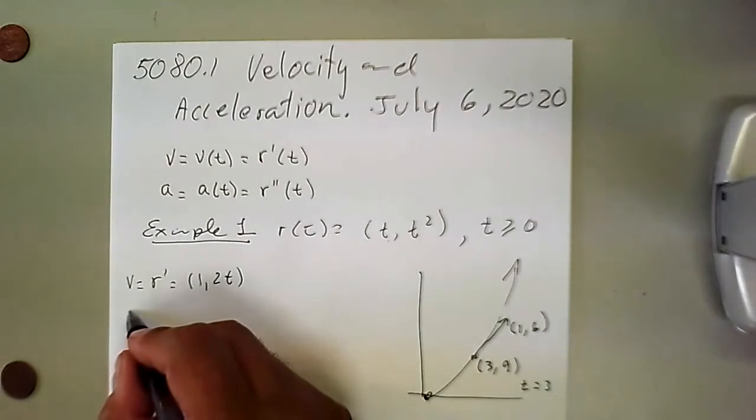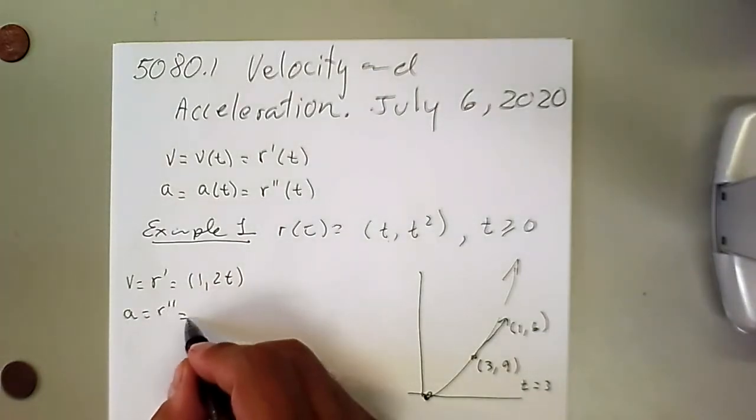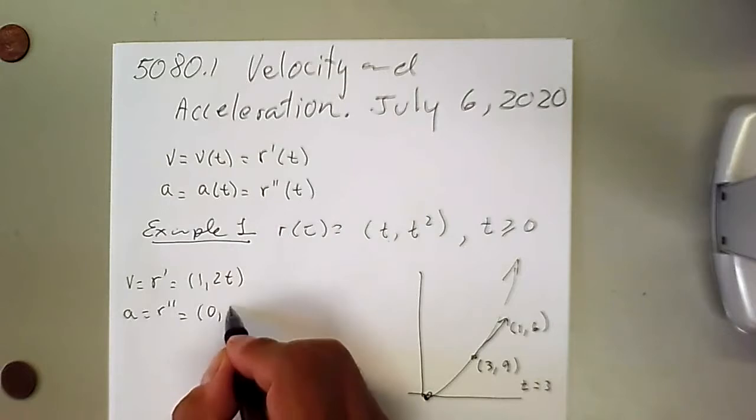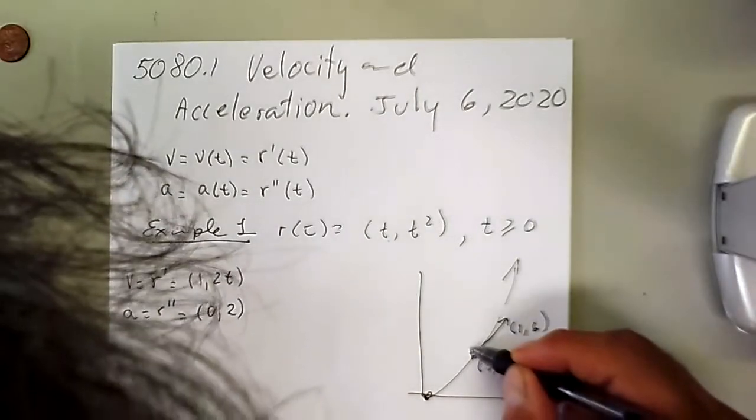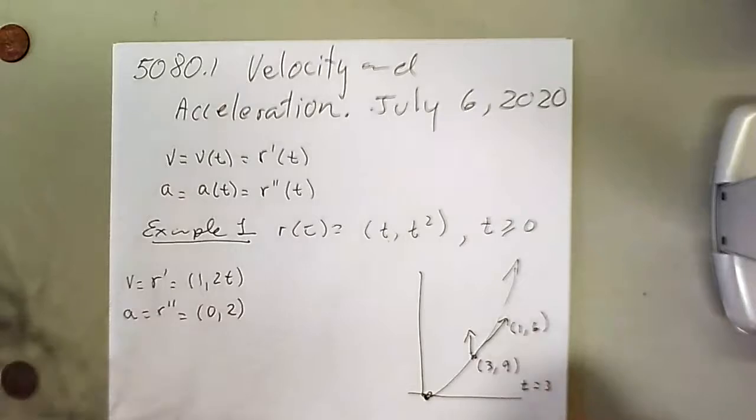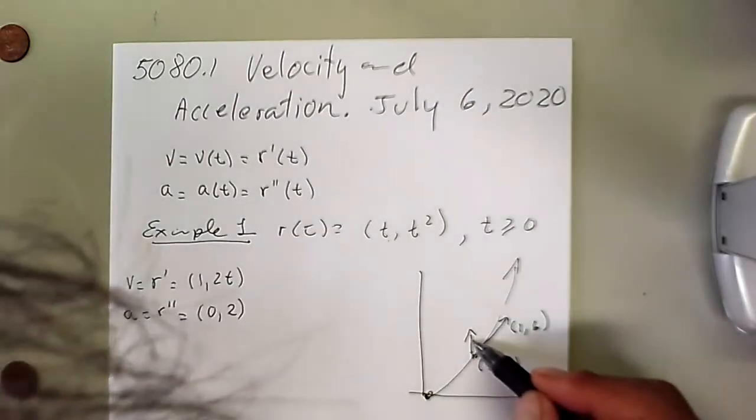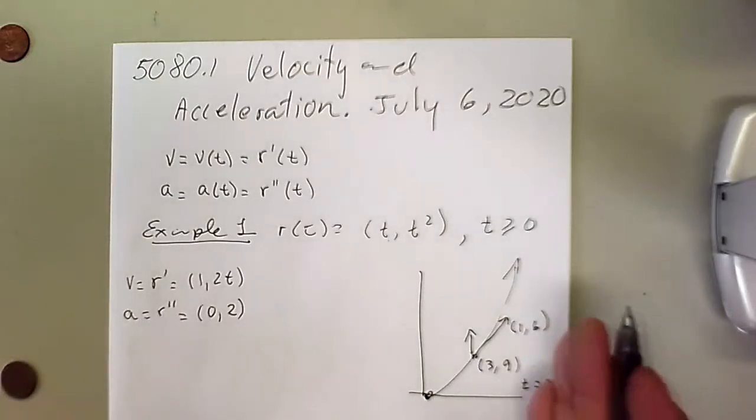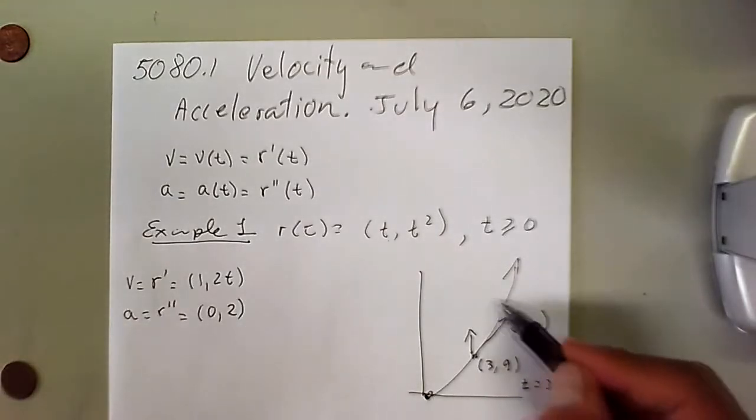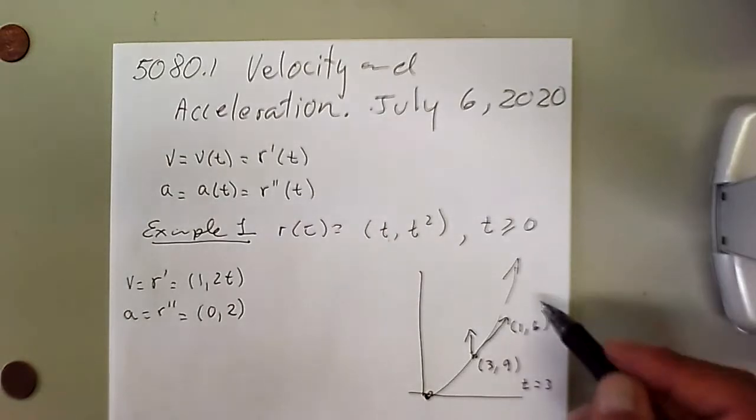All right, the acceleration is going to be the second derivative, which is going to be 0, 2. So the acceleration is going to be this vector up here, going up, which changes the velocity vector as we move on. So the velocity vector is going to be tilted up by 2 units. And this makes sense.